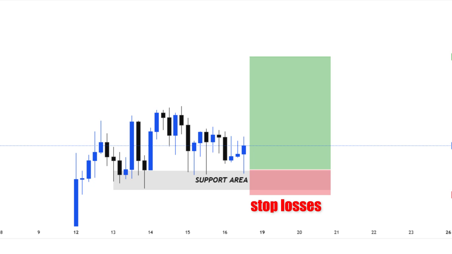Stop losses are not just protection. They are pending market orders placed above highs and below lows. Institutions don't chase price. They guide price toward areas where those orders already exist.